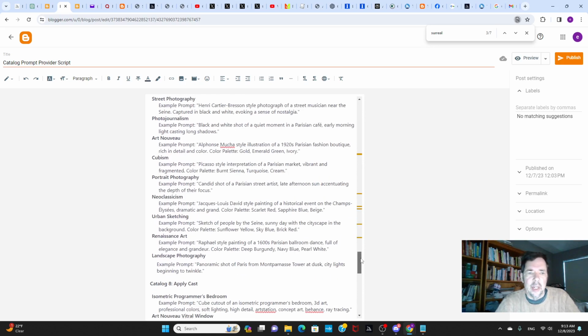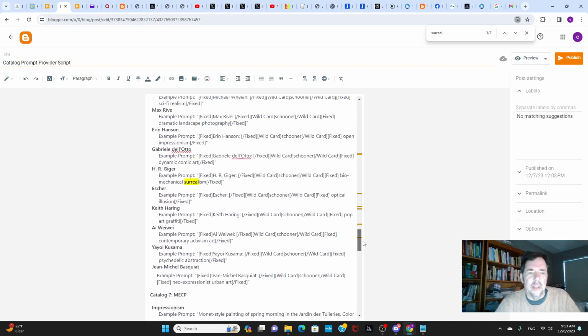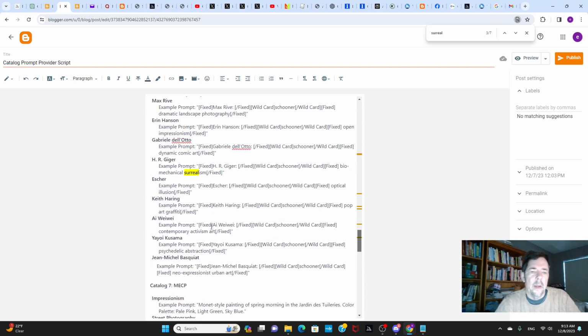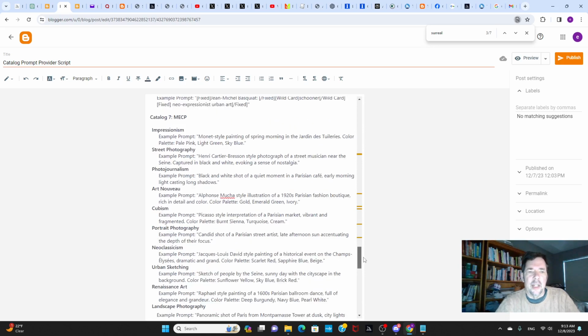I think this works really nice, because the choice of an artist has a big impact on the images that Midjourney produces. So even if you have just a 4 word prompt, you can get a lot of variety that way. And then for catalog 7, I had another methodology. This is MECP, an acronym that it came up with for naming this type of prompt, which are based on a template.